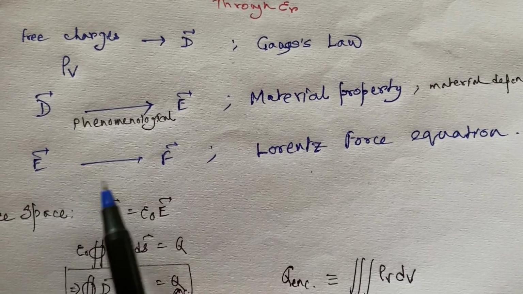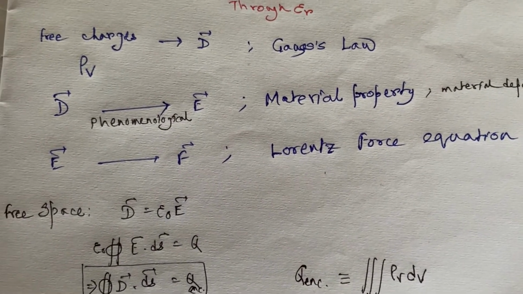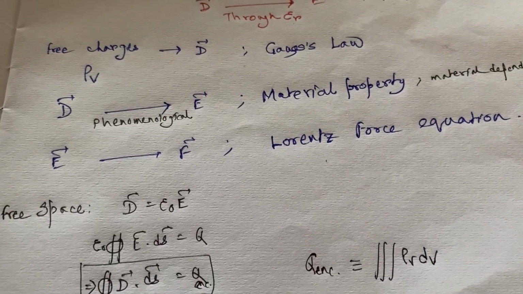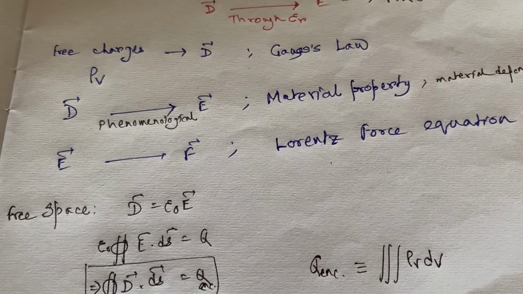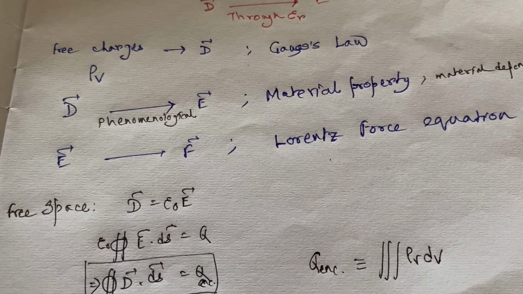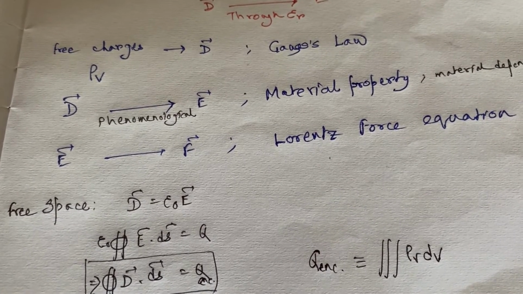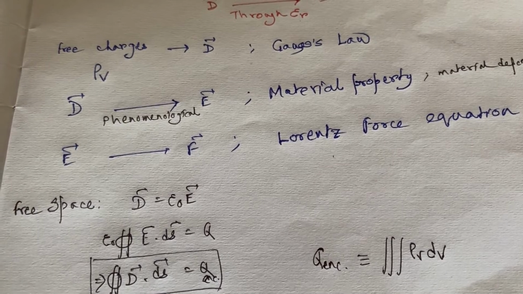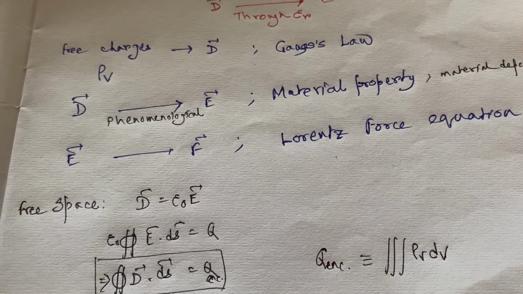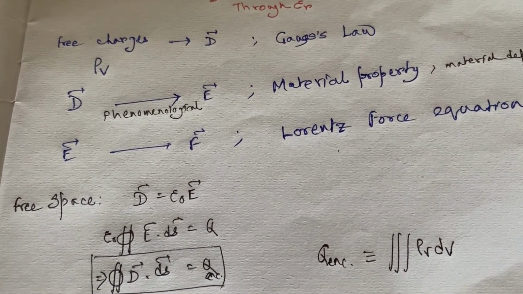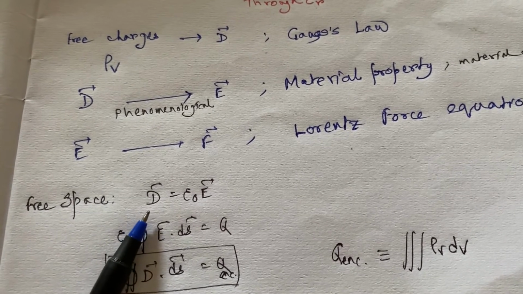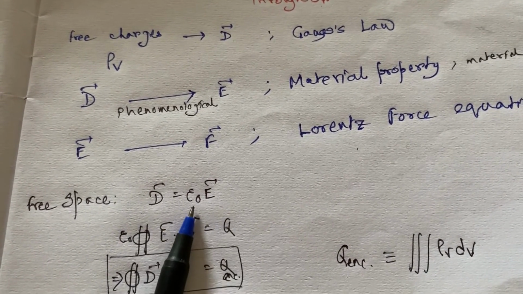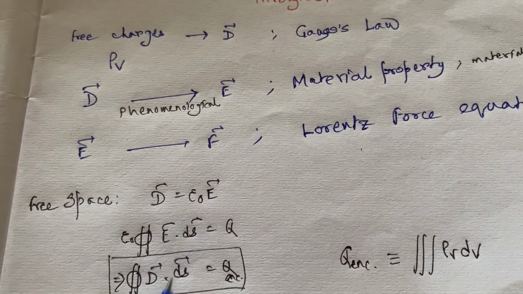And from the electric field, we can easily estimate the force, and this is by the Lorentz force equation. So in a nutshell, free charges give rise to flux density, flux density gives rise to the electric field, and electric field gives rise to the force. And in free space, this electric flux density is related to the electric field through this relation, this epsilon 0. This is for vacuum.